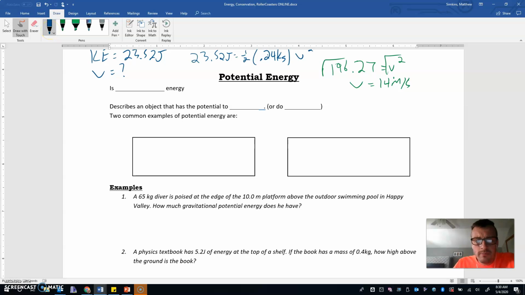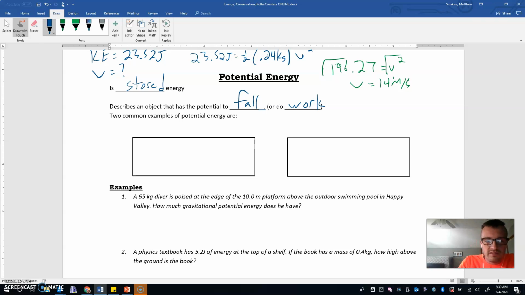The next type of energy is potential energy, and that is a type of energy that is stored. It's the potential to do work, as we said in previous lessons. It describes an object that has the potential to fall. If it's raised up to some height, it could fall, and if it falls on your toe, it will do work on your toe.